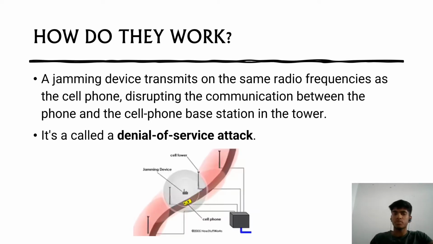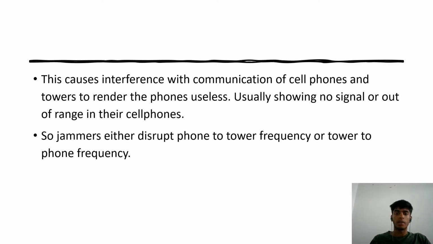How do they work? A jamming device basically transmits a radio frequency same as that of the cell phone, which disrupts the communication between the phone and the cell phone base station in the tower. It's called a denial of service attack. In this picture, there's a car traveling and a mobile jammer placed close to its area, and this cell phone is not able to send any signal because of the mobile jammer. This causes interference with communication of cell phones, because of which there is no signal on the phone and the phone becomes useless.